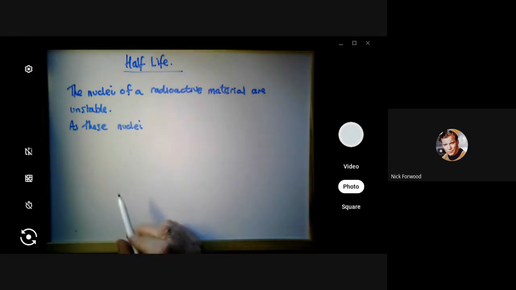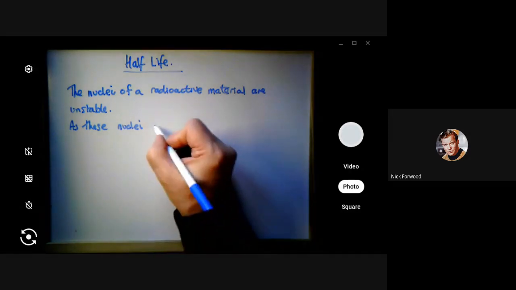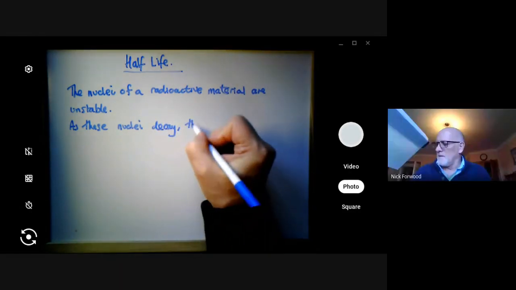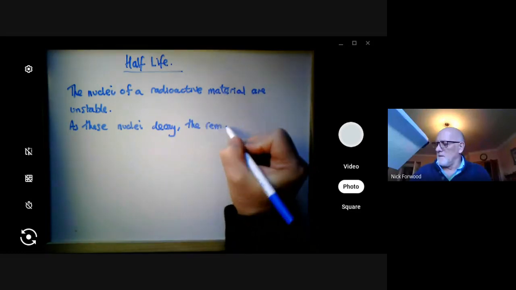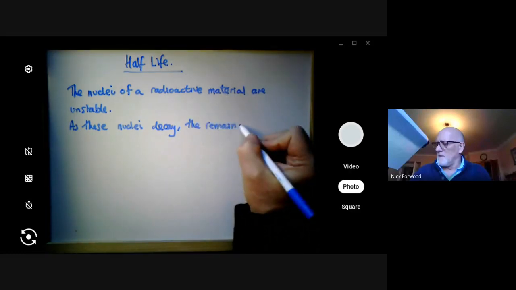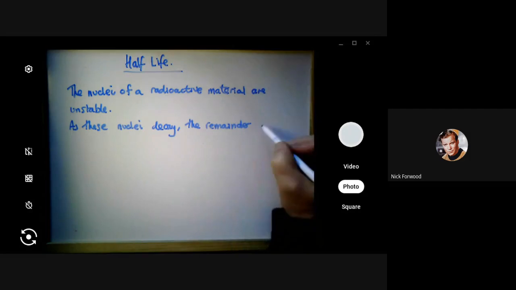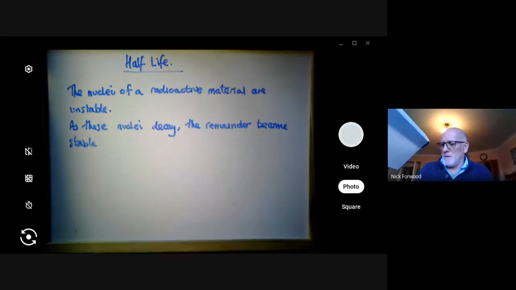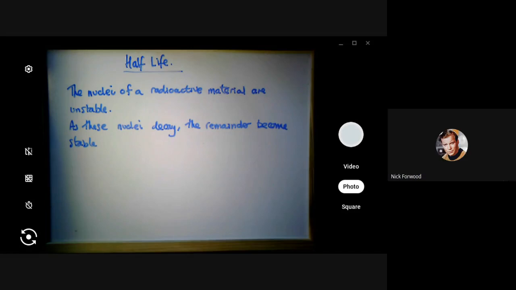As these nuclei decay, so the nuclei decay, and then you're left with a stable nucleus. So we've got less and less radioactive nuclei.